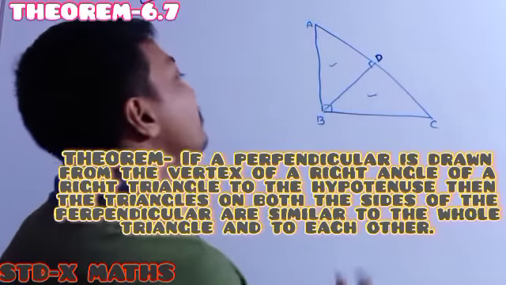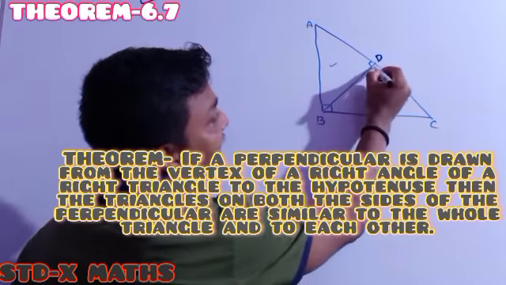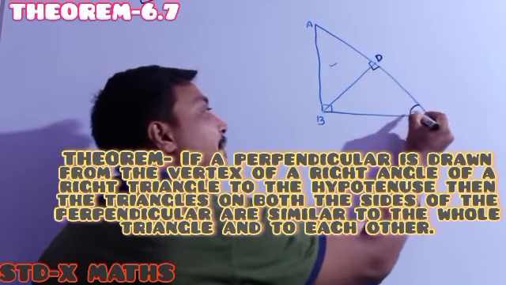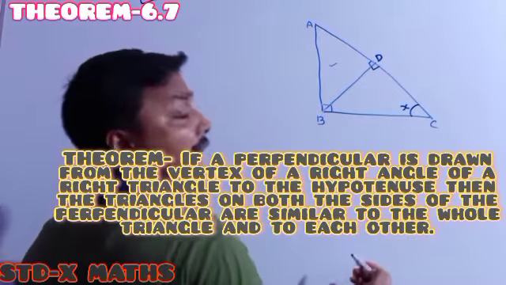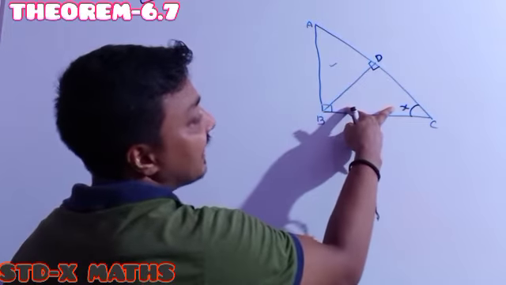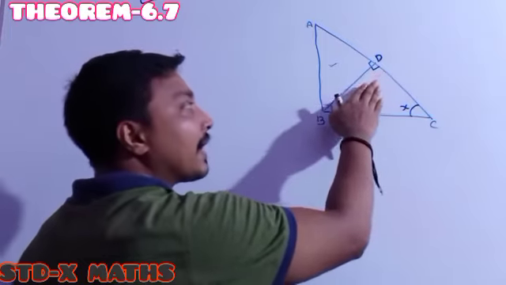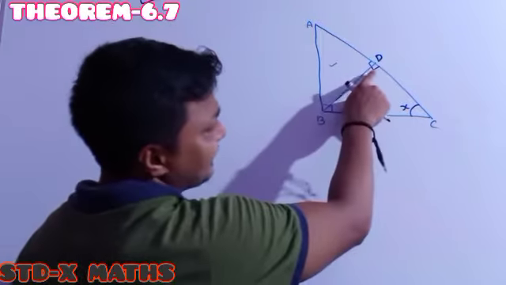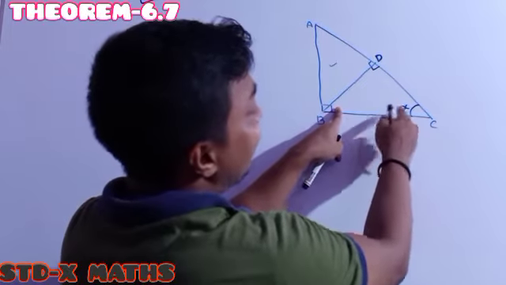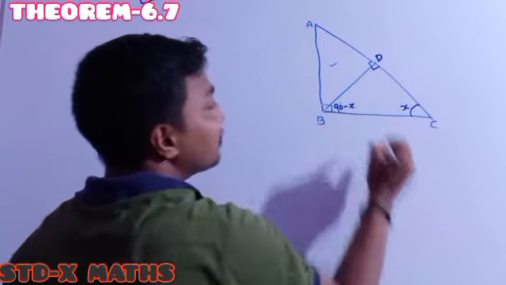See carefully. In this right angle triangle, this one is 90 degrees. Suppose this angle I am taking as X. As you know, this angle is 90 degrees, so 100% the sum of these two angles is equal to 90 degrees. In this particular triangle, as this angle is 90, the sum of these two angles will be 90 degrees. And this one is X, so this angle will be 90 degrees minus X.